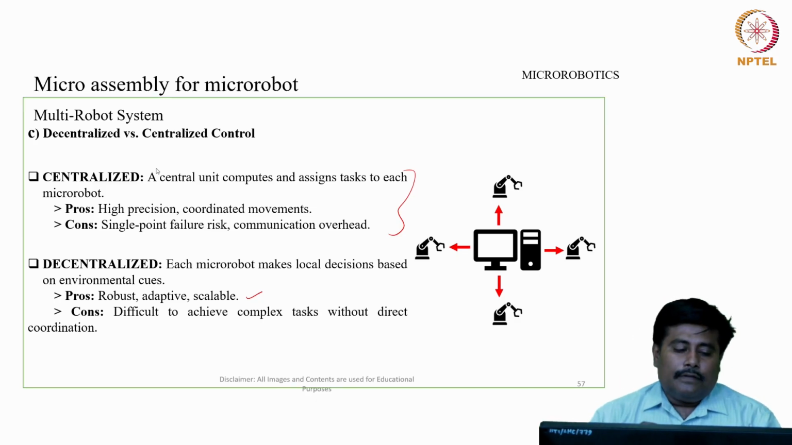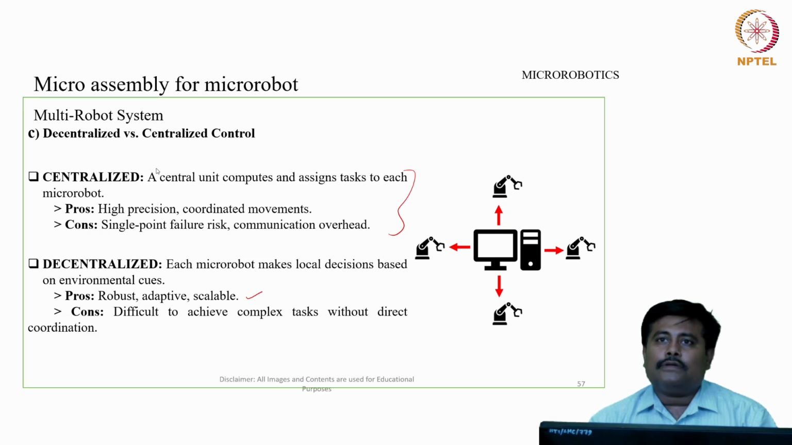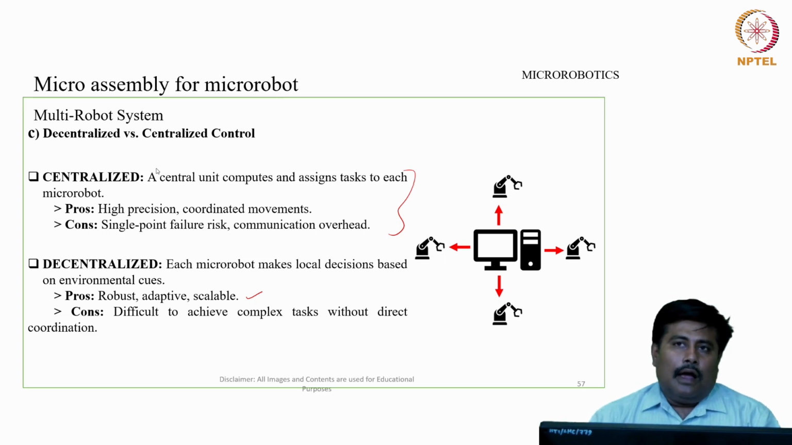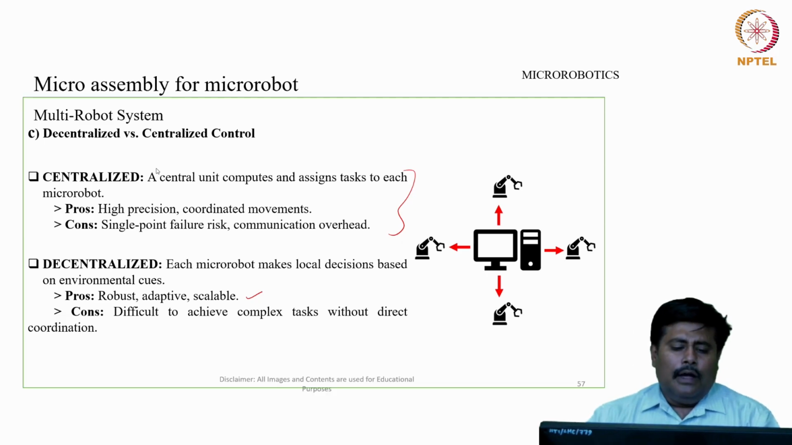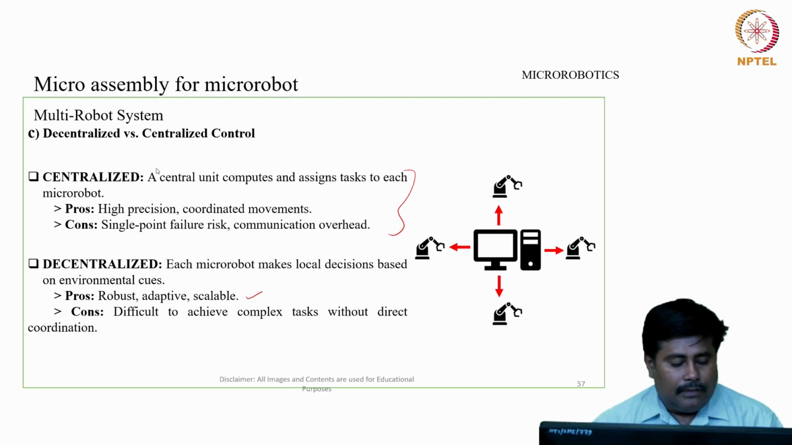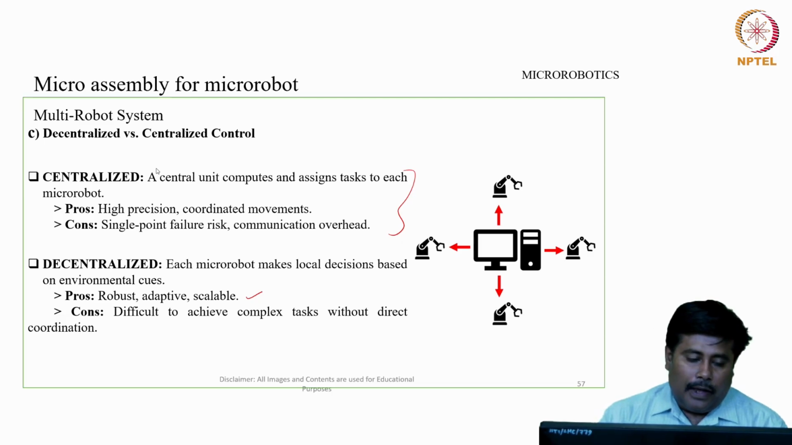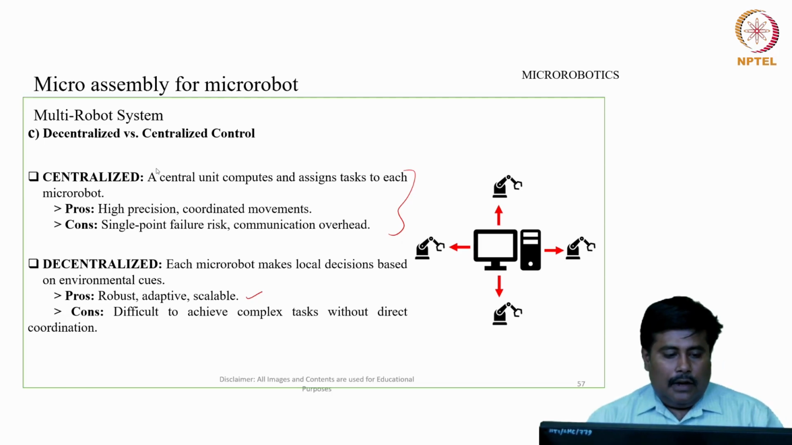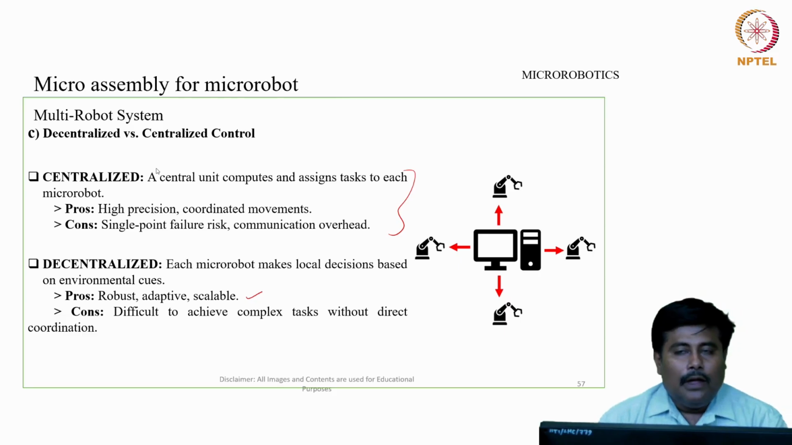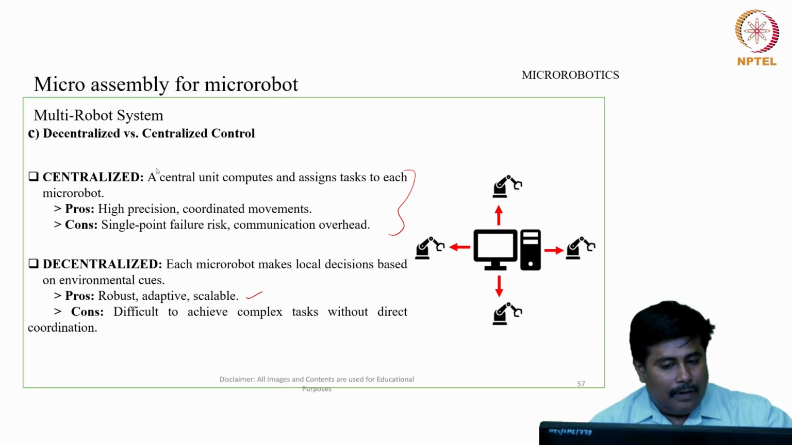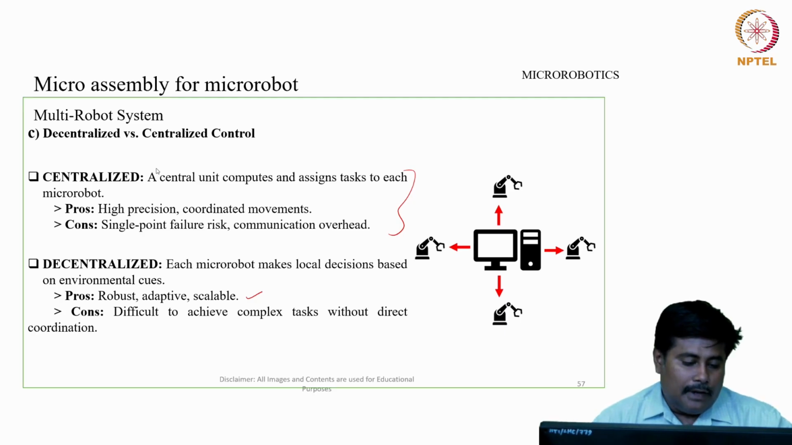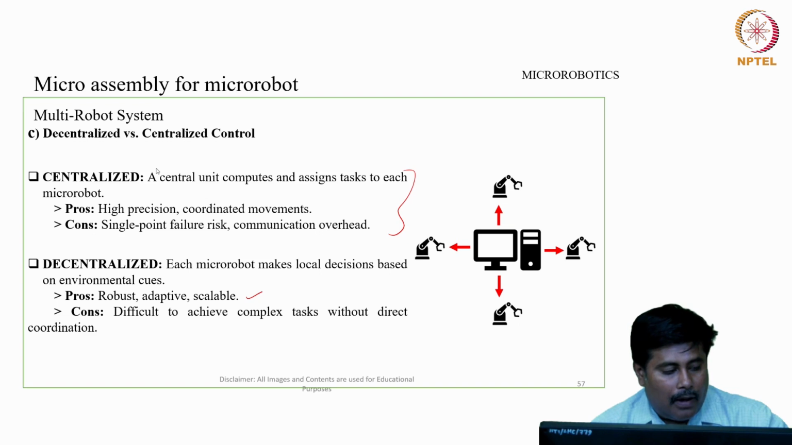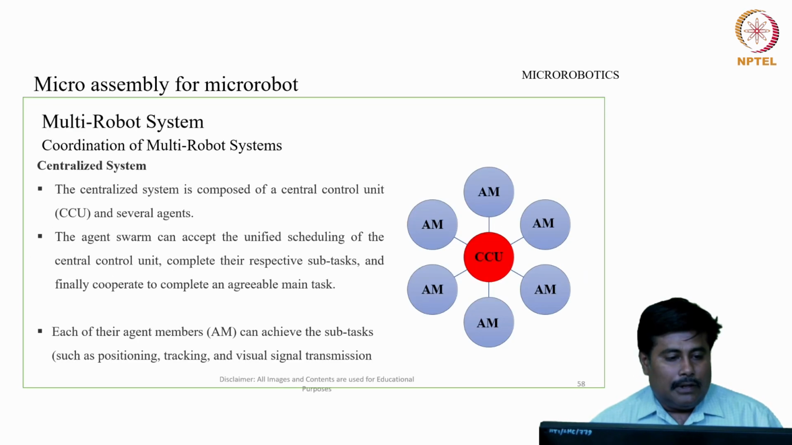With decentralization, each micro robot makes a local decision based on environmental cues. On the pro side, it is robust, adaptive and scalable. With respect to the disadvantage, it is highly difficult to achieve complex tasks without any direct coordination. So in the case of decentralized and centralized systems, based on the application, we can develop a system for micro robots. In the case of a decentralized system, we apply local decisions for this particular system.